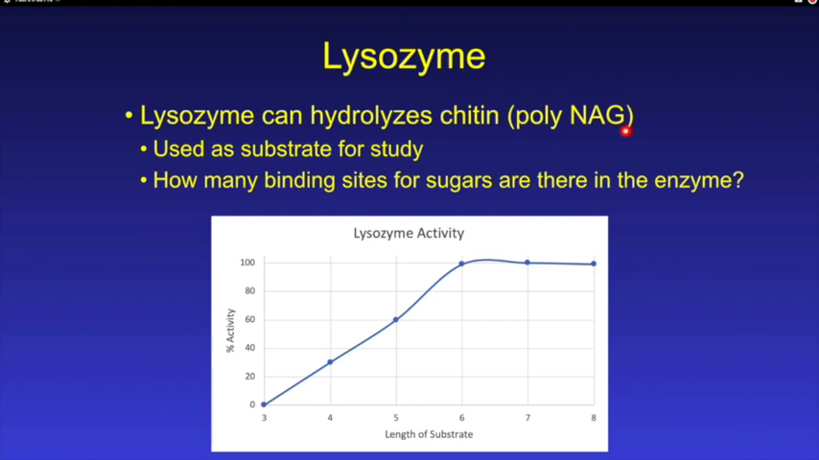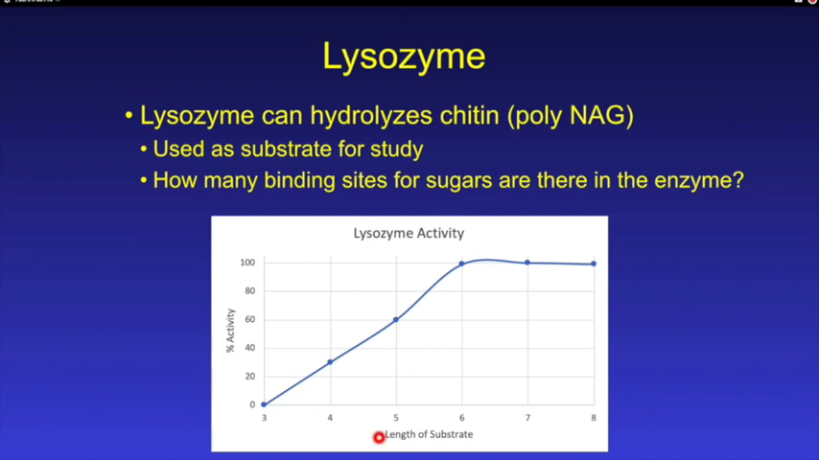If we gave a polymer of NAG that was 3 residues long, we got 0 activity, meaning it didn't break any of it. When we gave a polymer that had 4 of them, we got a little bit of breaking. At a length of 5, we got about 60% activity. At 6, we ended up having the fastest activity the enzyme could have, and if we gave it 7, 8, or 9, the activity didn't increase.